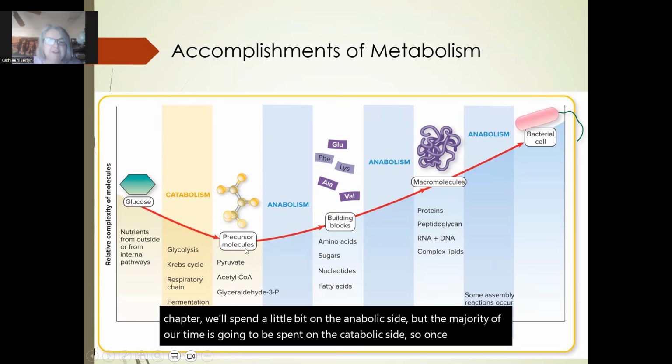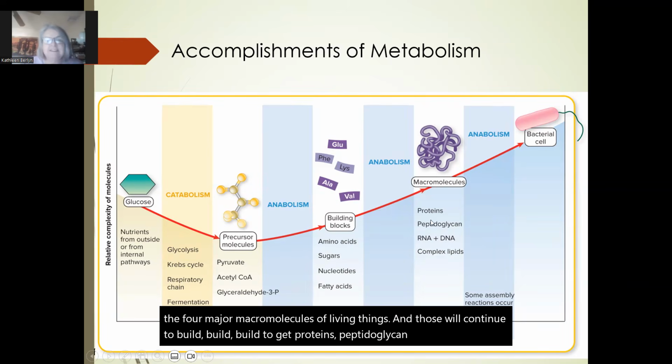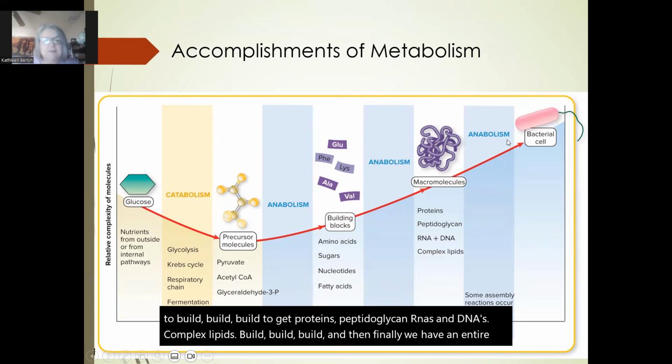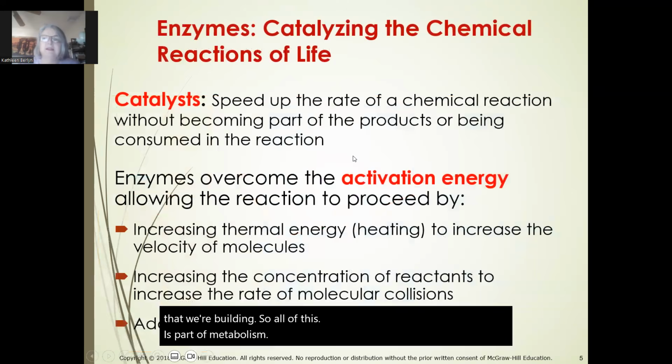So once you break stuff down, you end up with precursor molecules like pyruvate, acetyl-CoA, and glyceraldehyde 3P. And those building blocks can then be used to build amino acids, sugars, nucleotides, and fatty acids, the four major macromolecules of living things. And those will continue to build till we get proteins, peptidoglycan, RNAs and DNAs, complex lipids, and then finally we have an entire cell that we're building. So all of this is part of metabolism.